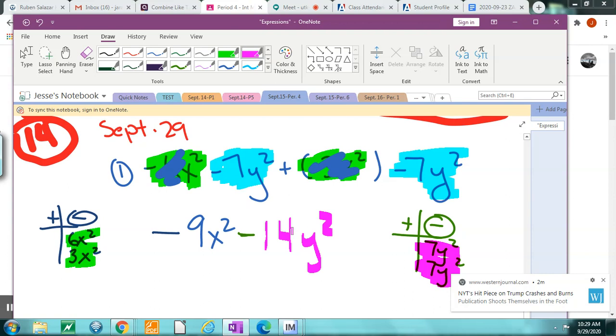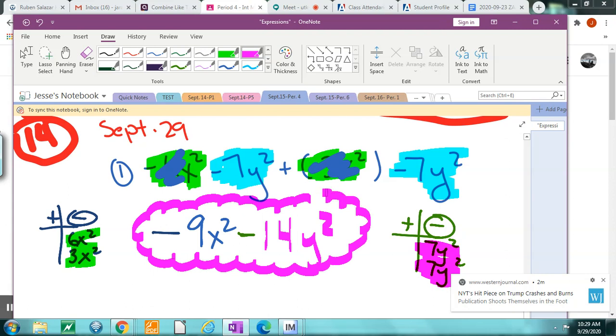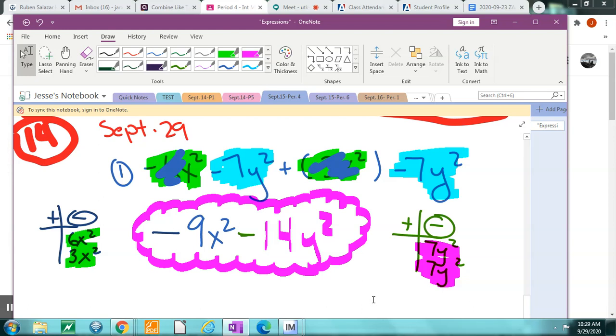Do I add these two together? Nope. That's it. That's all you're doing. Boom. So that was number 1. Sorry about that. So make sure you do that. That's all we're doing today. It's just doing the notes, going over it. Nothing too complicated. Okay?